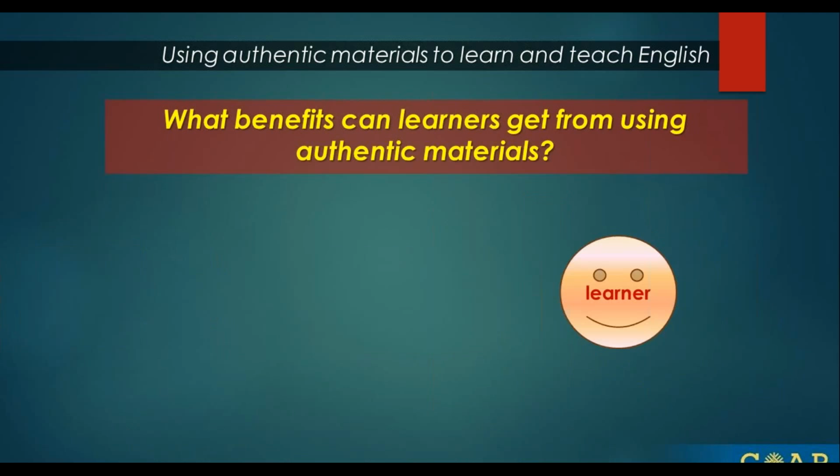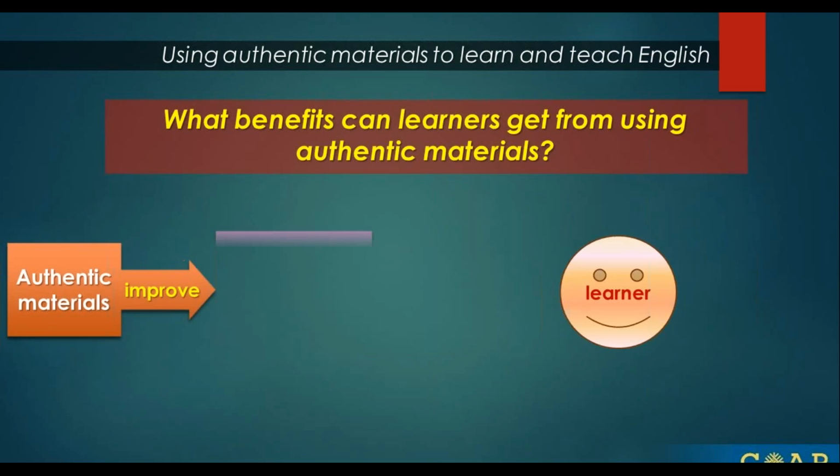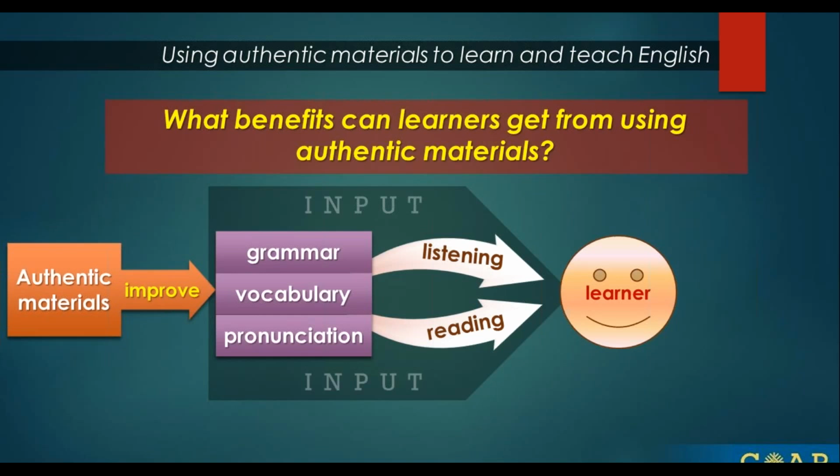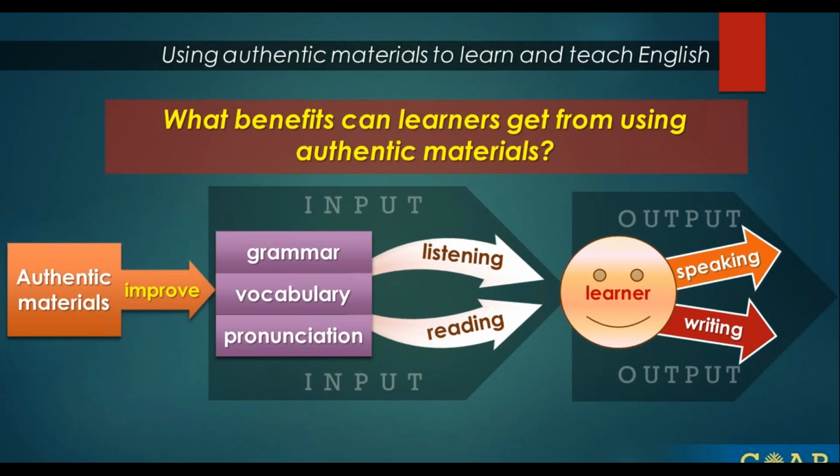And what benefits can learners get from using authentic materials? We know that authentic materials improve learners' input. It has to do with listening and reading skill. If they have a rich input, they will be able to train their listening and reading skills, which is the input. If they have a rich input, they will speak and write much better. This is called the output. So there is a connection between input and output.